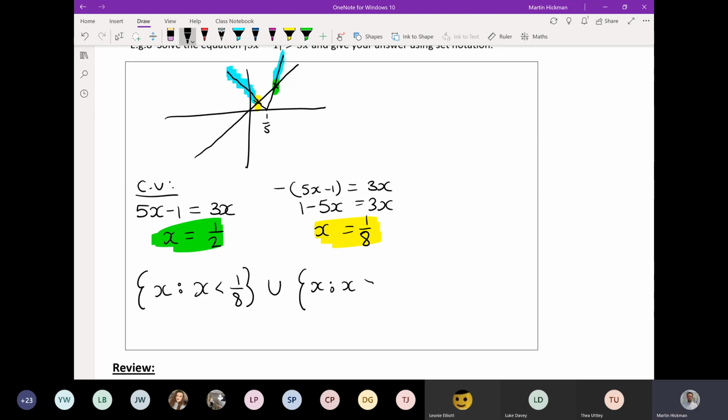If x is greater than a half, it's also a solution. So sometimes I might just want set notation. The reason why we use set notation should actually become a little bit more apparent in the next couple of weeks when we do a bit more work with range and domain and things like that in the next few lessons. So just a little reminder of what it looks like when we put in set notation there.